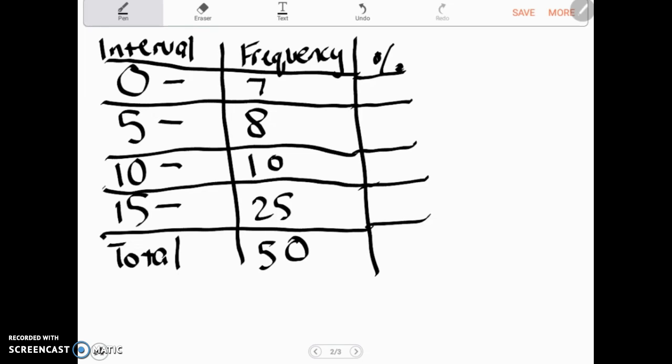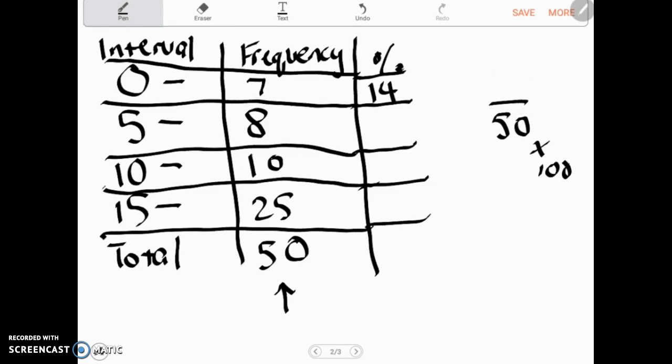And again, to find the percentage, we need to get our frequency. So the first one is 7, divided by the total, which is 50, and then times it by 100. So 7 divided by 50 is 0.35, I think. Hold on. 7 divided by 50, 0.14. Close. 0.14 times 100 is 14, so our percentage would be 14. 8 divided by 50, 8's the next one.